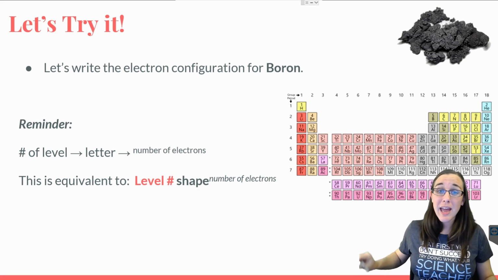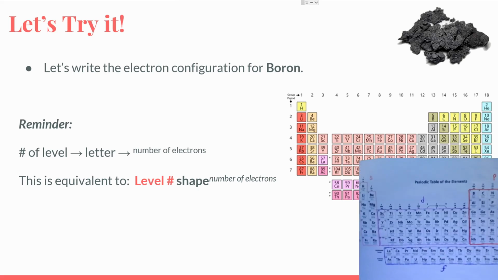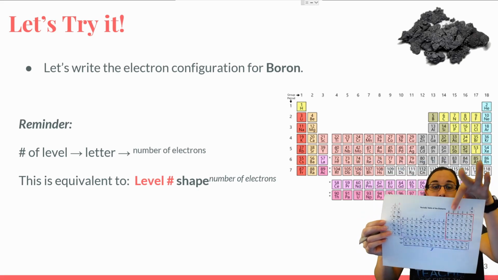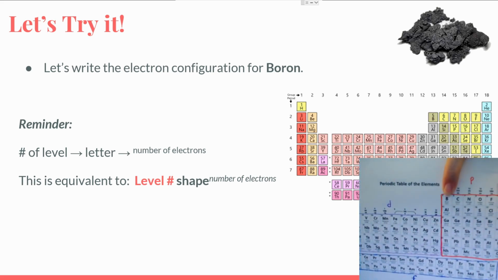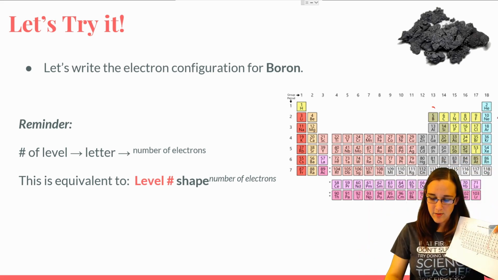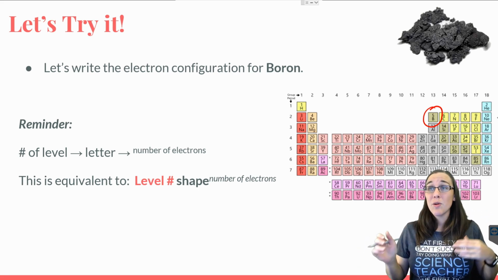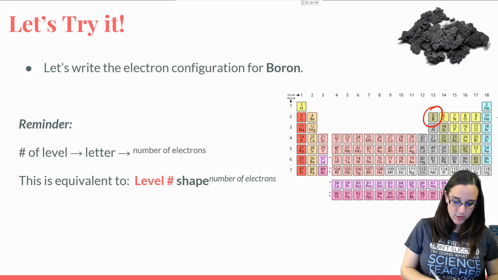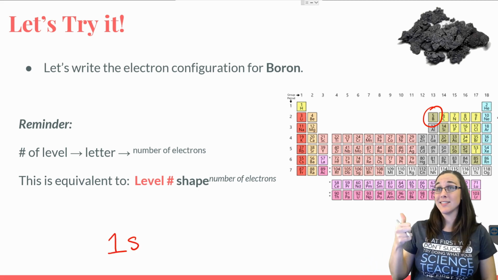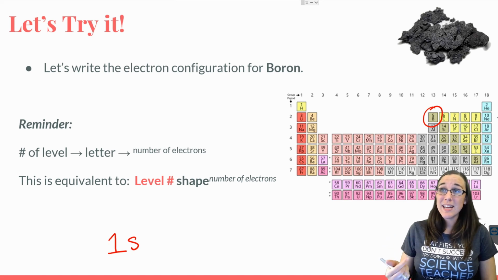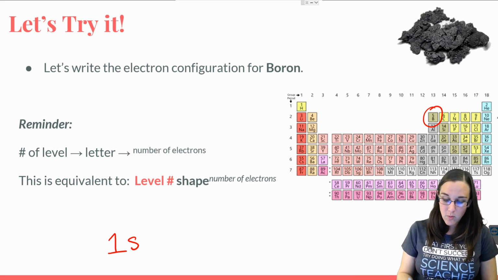Step 1 is locating boron on the periodic table. I've got my periodic table here, and boron is right there. So boron is right here. What I want to do is start with 1s, as I mentioned before. So I'm going to write 1s. Excellent. Now I need to start reading across the periodic table. So 1s and hydrogen fits 1 electron. So that would be 1s1.